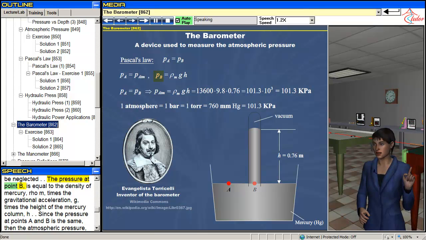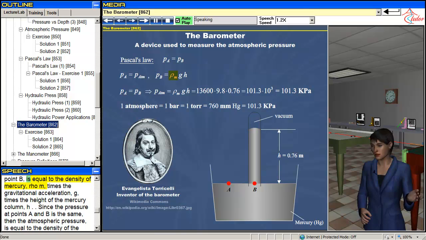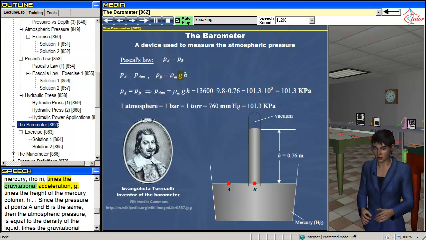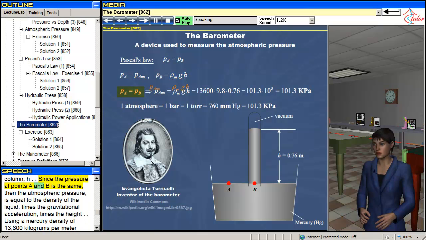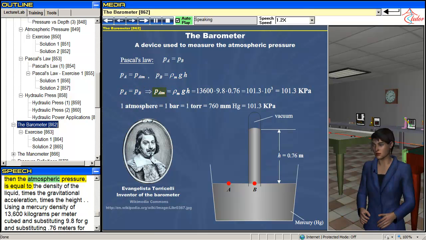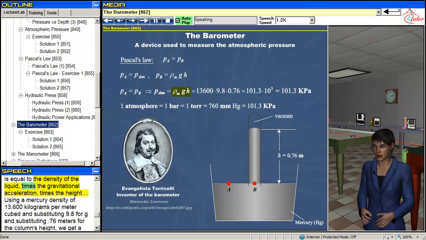The pressure at point B is equal to the density of mercury, rho m, times the gravitational acceleration, g, times the height of the mercury column, h. Since the pressure at points A and B is the same, then the atmospheric pressure is equal to the density of the liquid times the gravitational acceleration times the height.